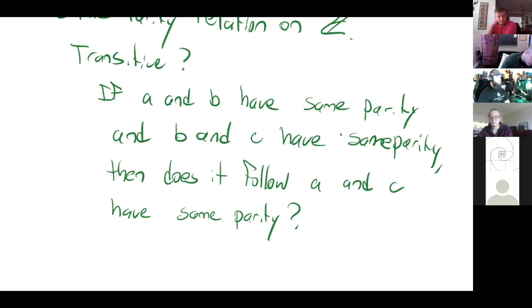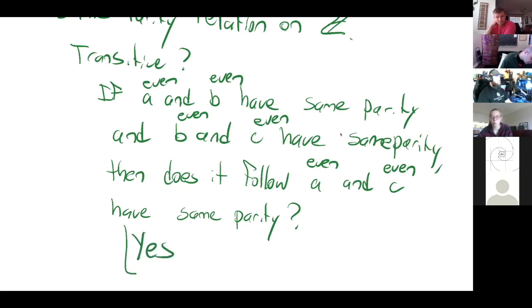If you think about it, if A is even and B is even, then in order for B to be related to C, we know that B is even. That would have to imply that C is also even. So therefore, A is related to C because they are both even. And we could do a similar argument for odd. So this is a yes for the transitive property. That is definitely the more complicated of these properties.